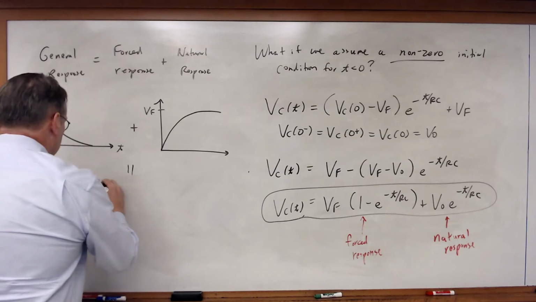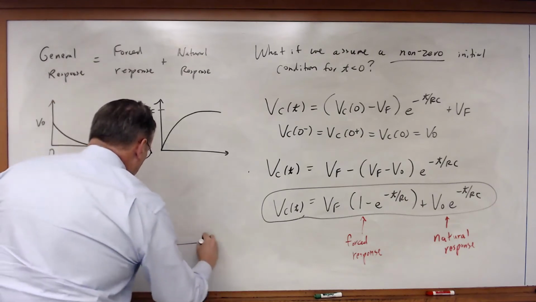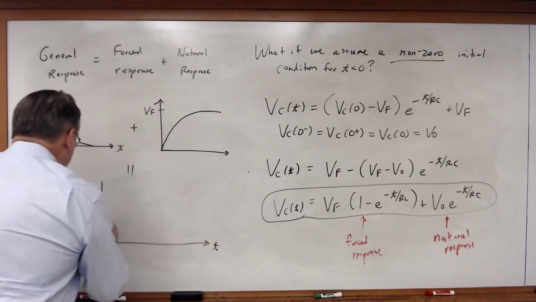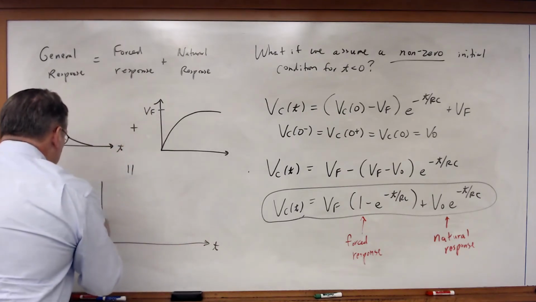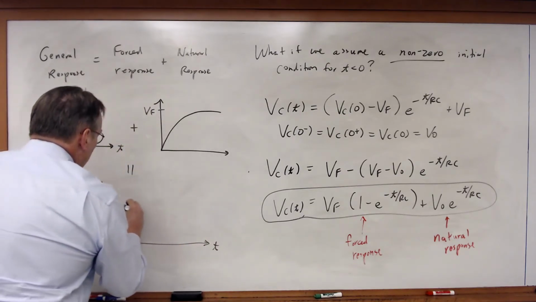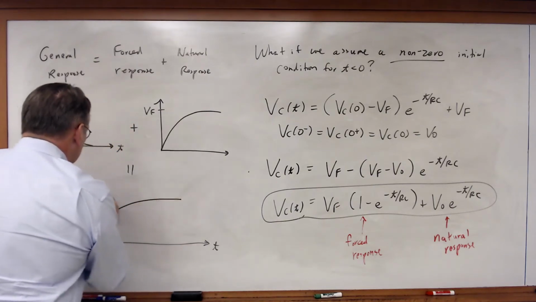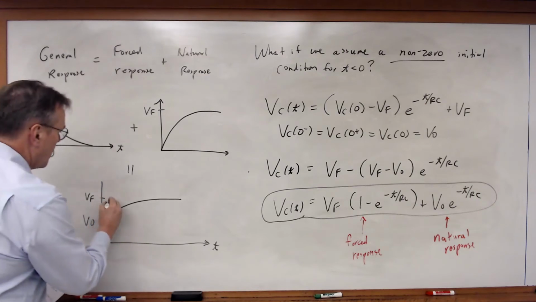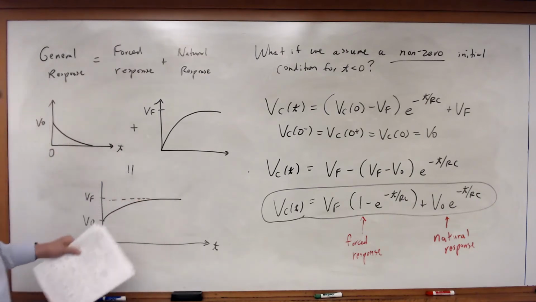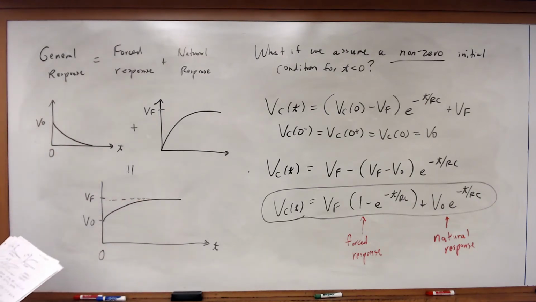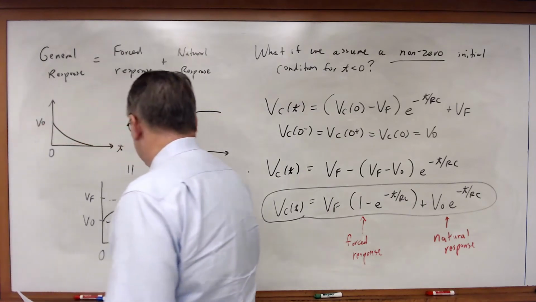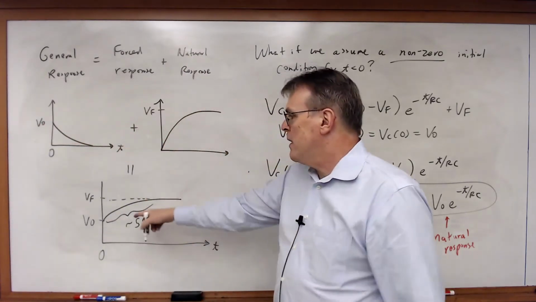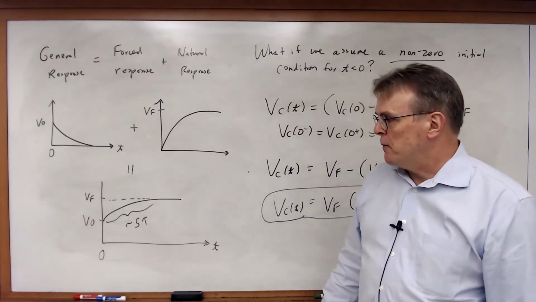I'm going to get something that looks like this. Something that starts at V0 and then settles to a VF value after our switching event. And how long does it take to do this? 5 tau. So within 5 tau, we will settle to our final value.